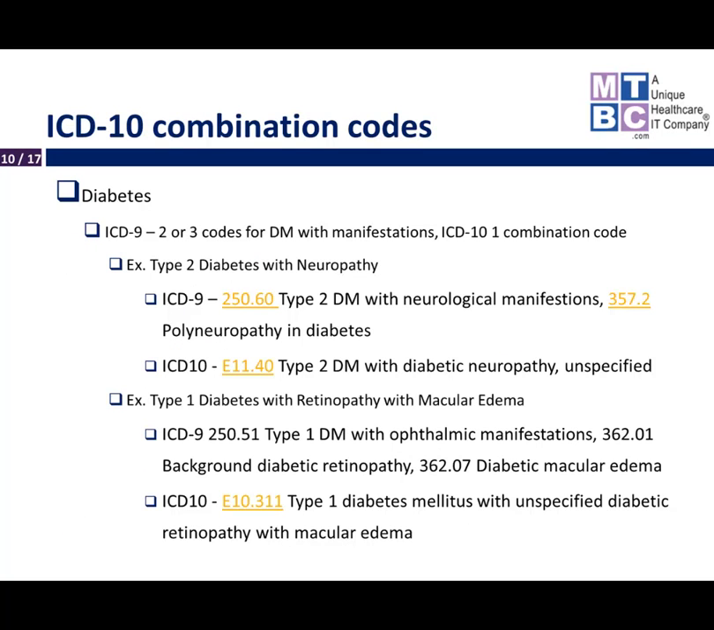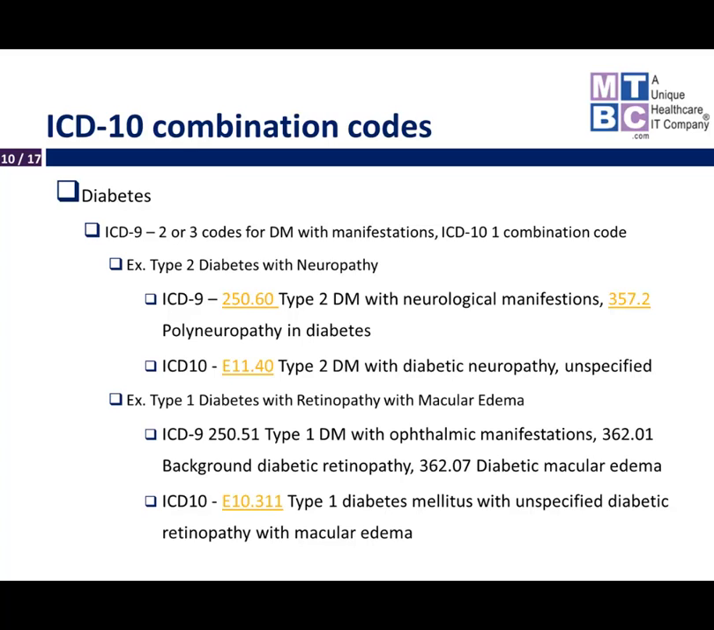Now let's talk combination codes. Diabetes, in my opinion, is going to be easier to code because before you would have to code 2 or 3 codes for diabetes with manifestations. And ICD-10 is just one combination code. So two very nice examples are type 2 diabetes with neuropathy.